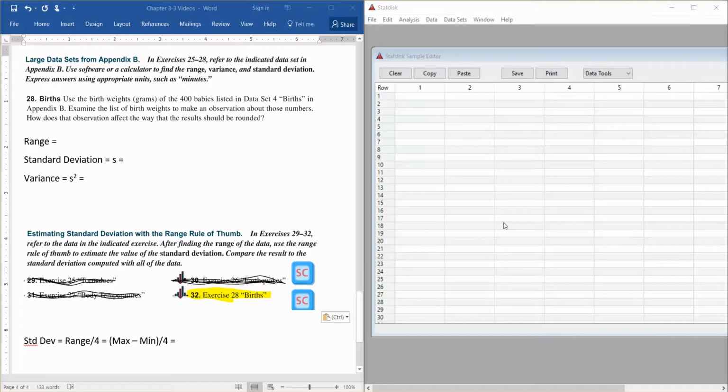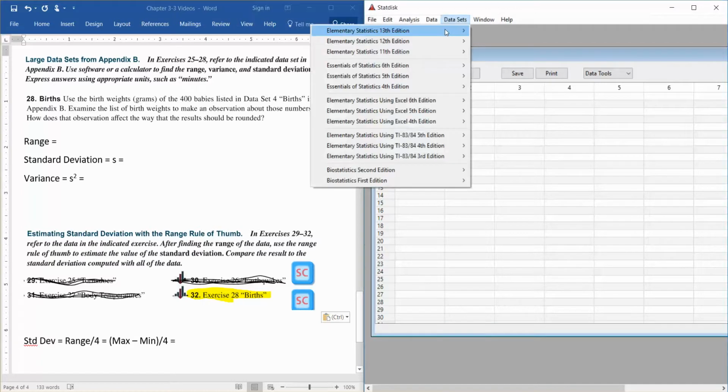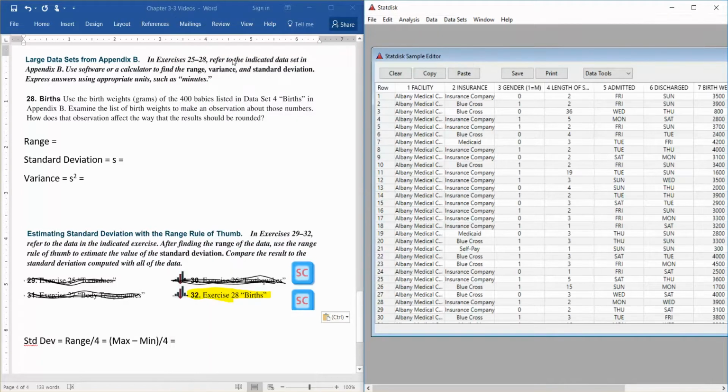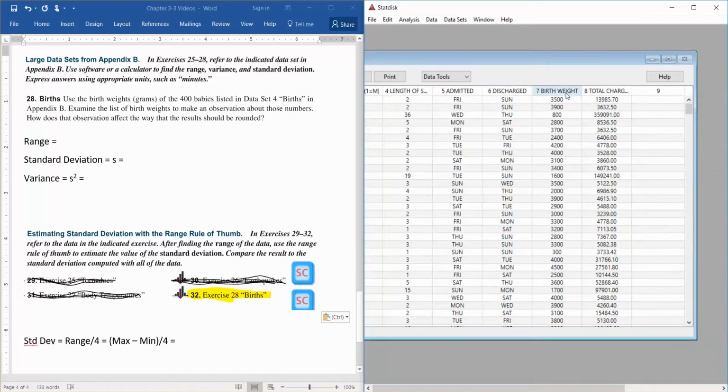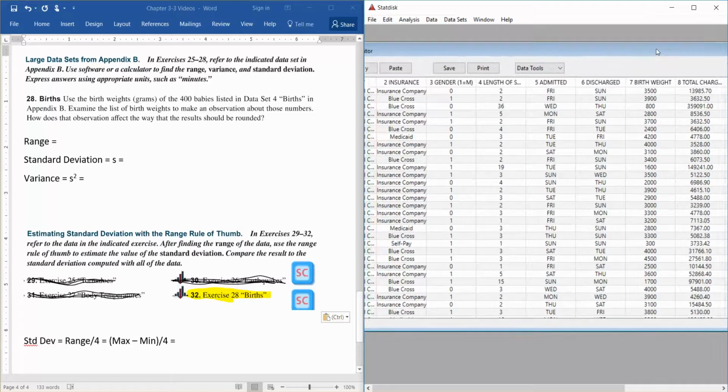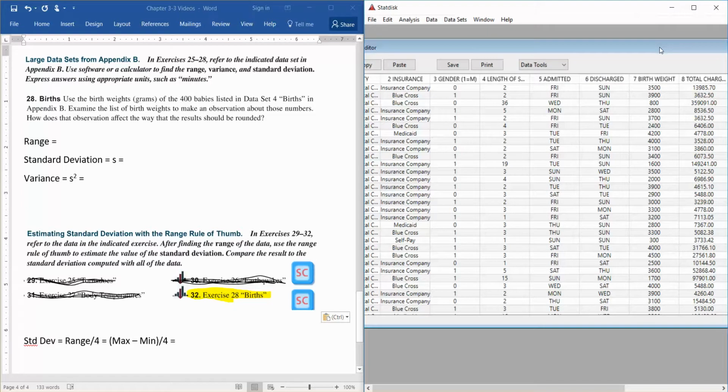We're going to take a look at, from Chapter 3, Section 2, questions 28 and 32, dealing with the variation of the data set. For this, they want us to open up data set 4, and they want us to use the birth weights, column 7. And to go ahead and get these measures, we just need to use the descriptive statistics.